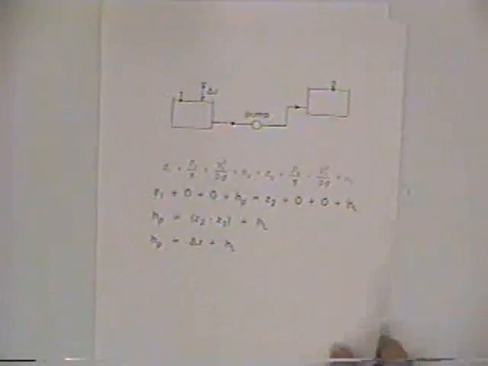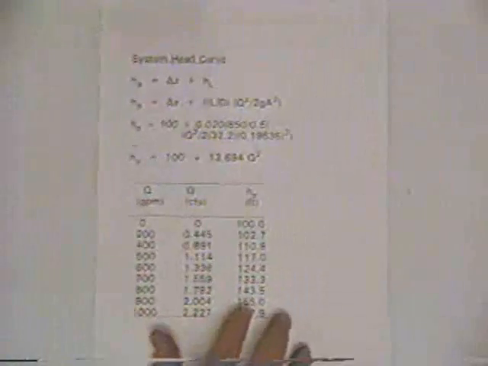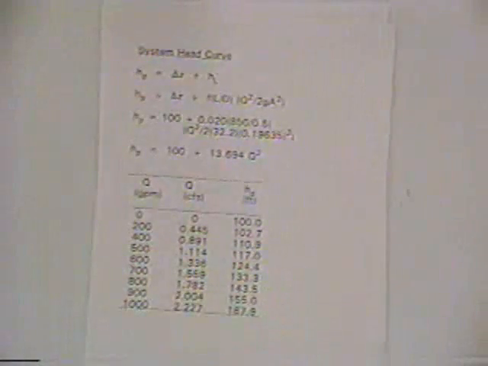And so if we go back to our example problem, the example says two reservoirs are connected by 850-foot long, 6-inch diameter pipe, and the friction factor from the Moody diagram is given, and a pump with the given characteristic curve is used to lift water from one reservoir to the other, determine the discharge rate. Okay, let's do the part that we've done in previous examples, and that's relate the system head curve, we call it, relating the characteristics of the system independently of the pump.